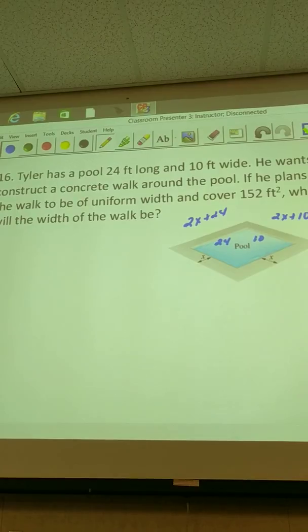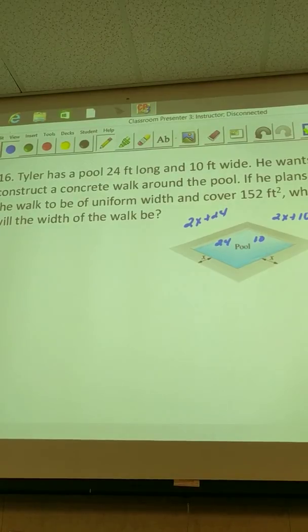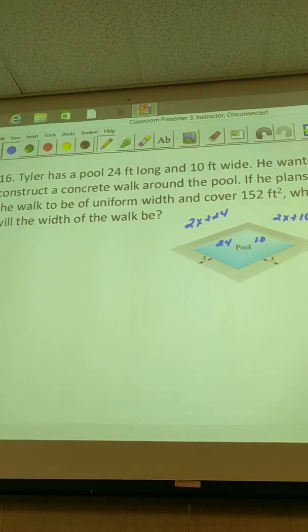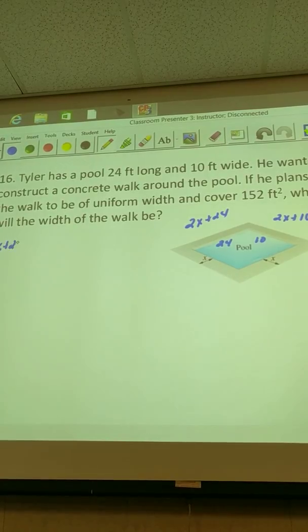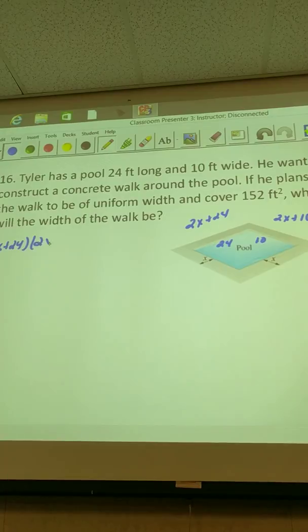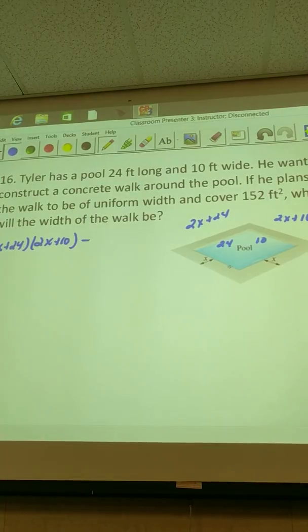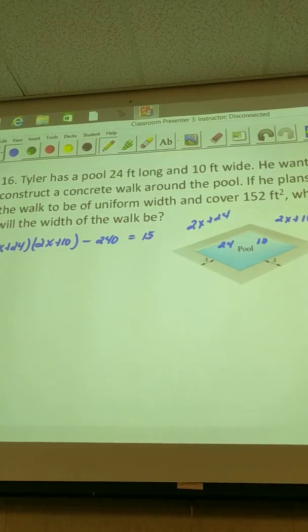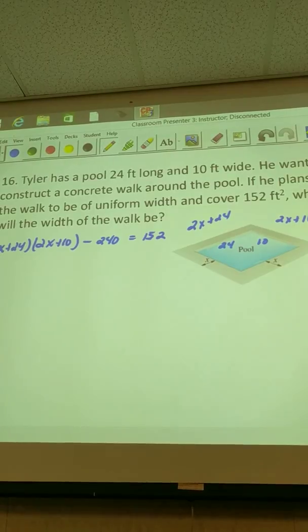Subtract out the area of the pool, that will leave us the area of the concrete walk, which is 152 square feet. So here's how we get our equation. (2x plus 24), length times width for a rectangle, minus the 24 times 10, which is 240, equals 152. And now we just have to do the algebra and either factor it or put it in the quadratic formula.